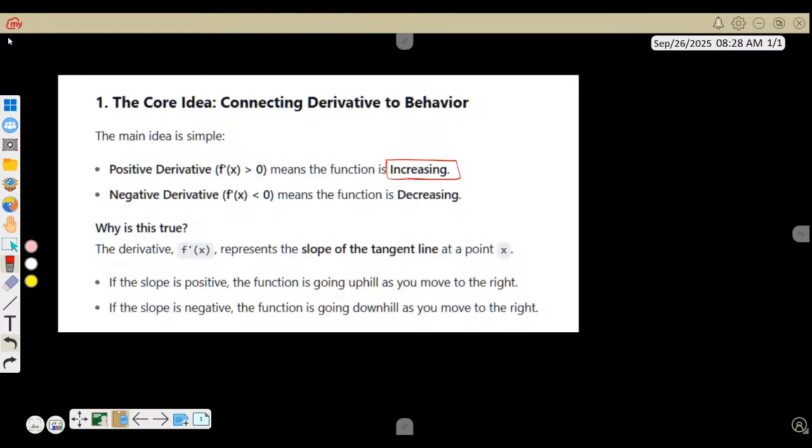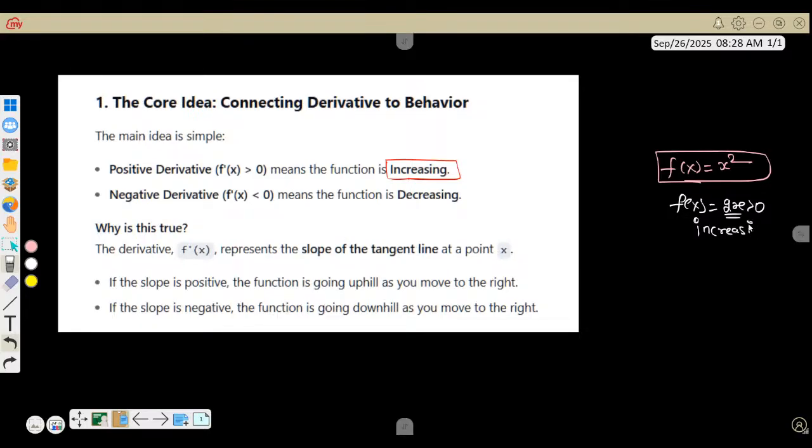Suppose you have any function. Let us suppose f of x is equal to x square. So what is the derivative of this? 2x. Can I say this is positive, greater than 0? Yes. So this is an increasing function.